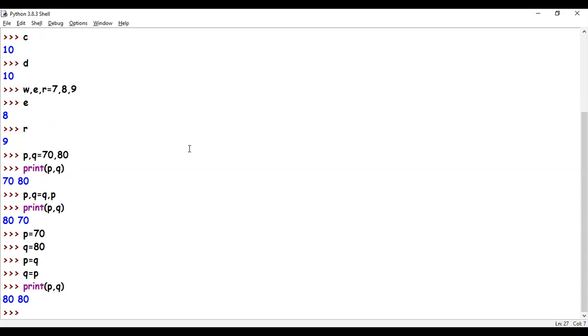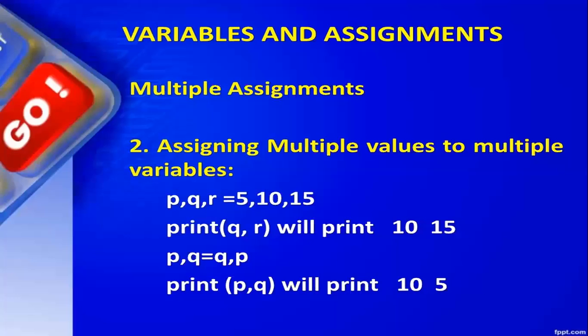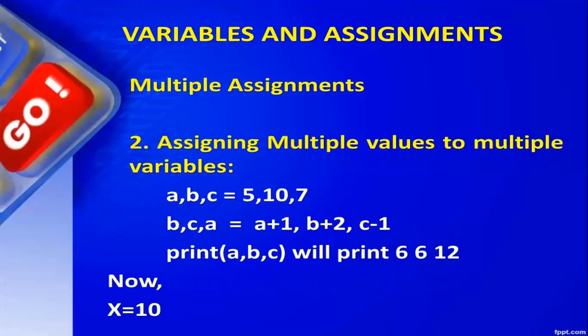So multiple assignment is very helpful. Okay, next is this. Can you do this part mentally? A plus 1, B plus 2, C minus 1. I've given values to A, B, C as 5, 10, 7. Then I say B equals to A plus 1. So B becomes 6. C equals to B plus 2. Take the old value of B, so that's 10. It will become 12.